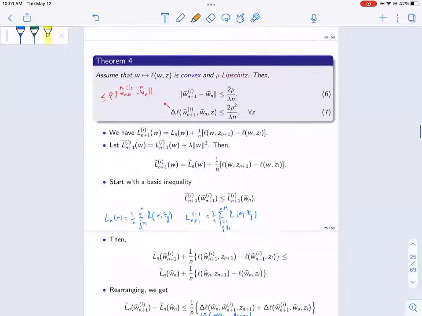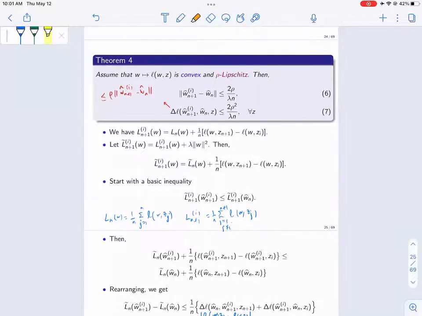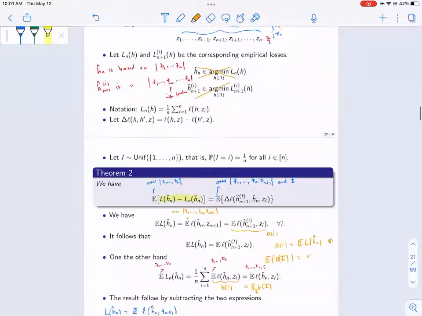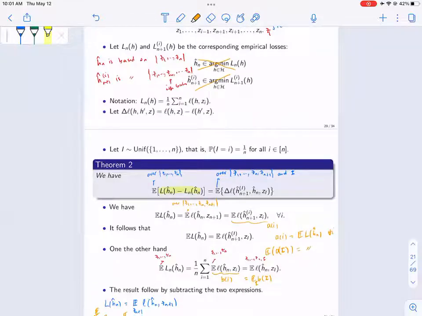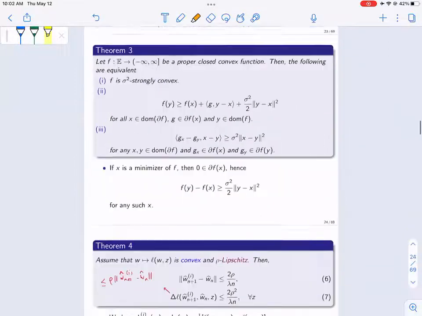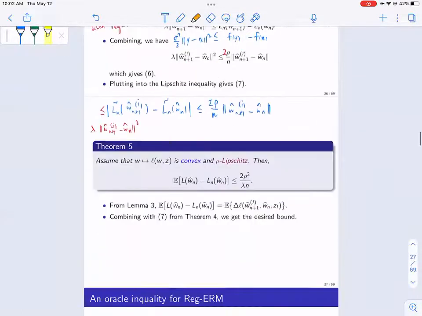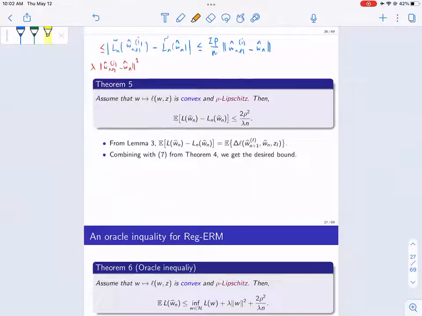So now I can combine this. If you go back to this result, now I can conveniently combine these two, and I get a very nice bound. This left-hand side doesn't depend on swapping the coordinates, so I just get a nice bound on the difference in the empirical and population loss for this. So that's what we get.